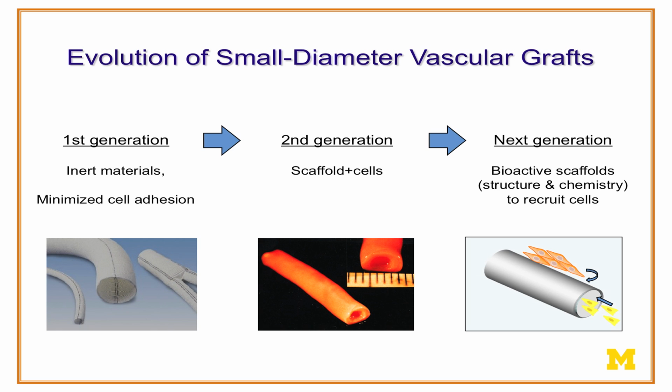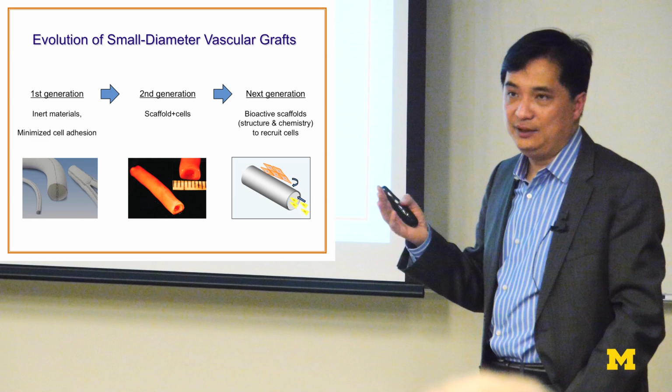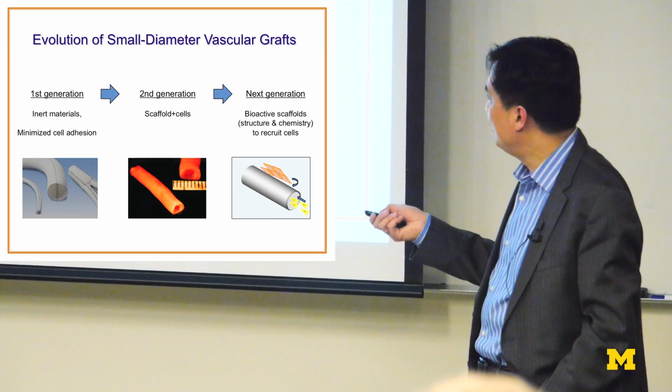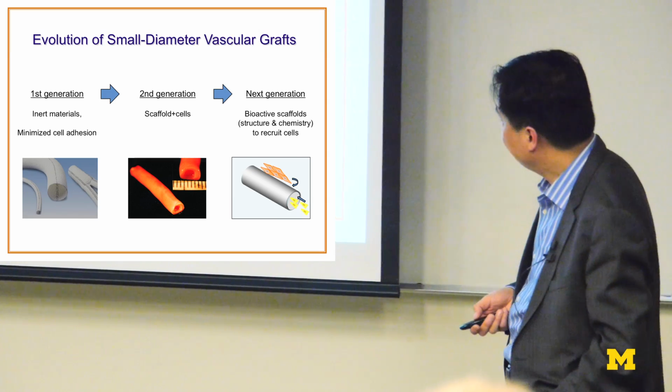So here shows the evolution of this concept. The first generation of graft, which is still in the market, is for the large diameter graft. These are inert materials, in general hydrophobic, to minimize the interaction of the blood with the surface. However, with time, this is not a non-fouling surface. You're going to have cell adhesion and finally thrombus formation.